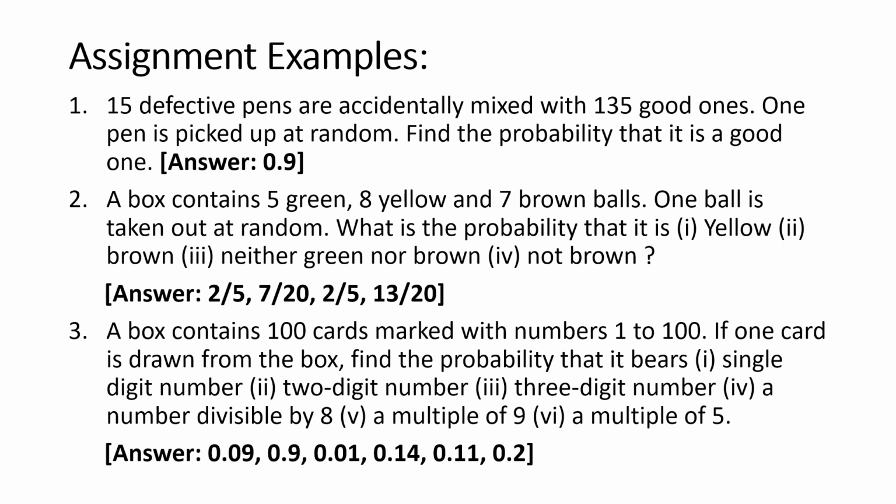Third example, a box contains 100 cards marked with numbers 1 to 100. If one card is drawn from the box, find the probability that it bears first one a single digit number, second case 2-digit number, third case 3-digit number, fourth case a number which is divisible by 8 out of 1 to 100. Similarly, fifth case a number which is a multiple of 9 from 1 to 100, and sixth case a multiple of 5. The answers are also given.